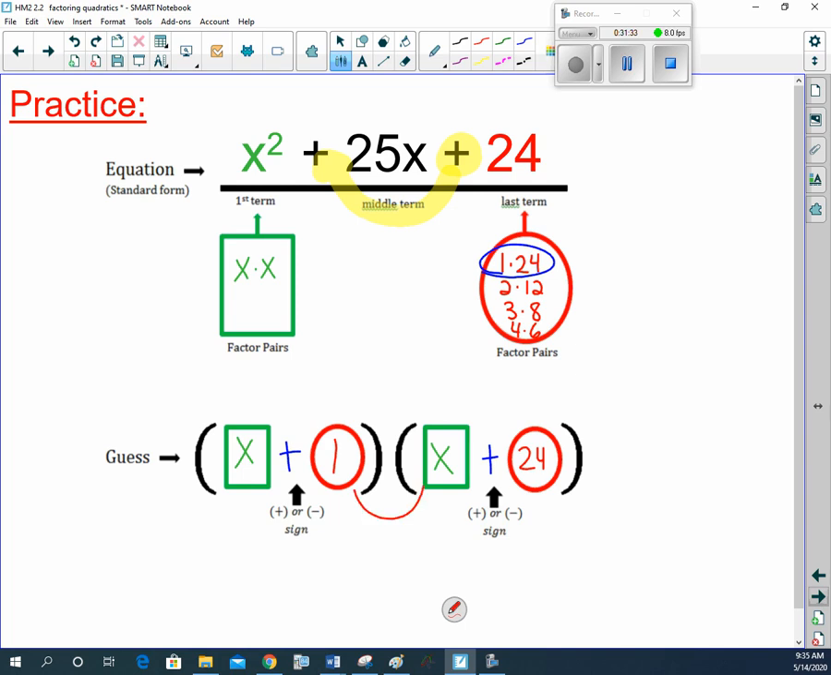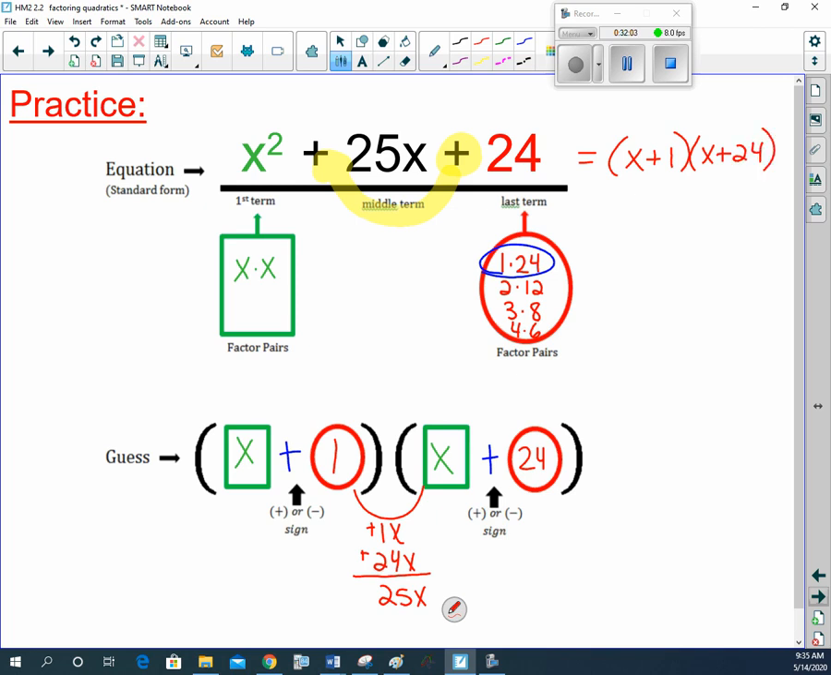Quick check. That's a 1x. You don't have to write the 1. I'm just doing that so you can see where everything comes from. And then 24x, and you end up with 25x. Is that what we wanted, a plus 25? Make sure your signs are all matching. All the signs have to match your original equation. They do, so this factors to x plus 1 times x plus 24.